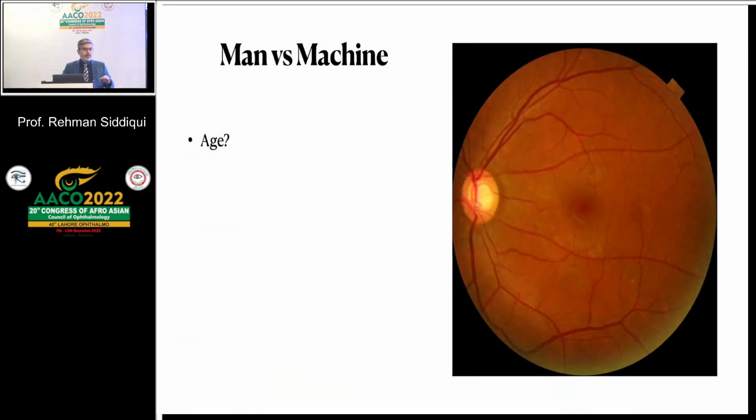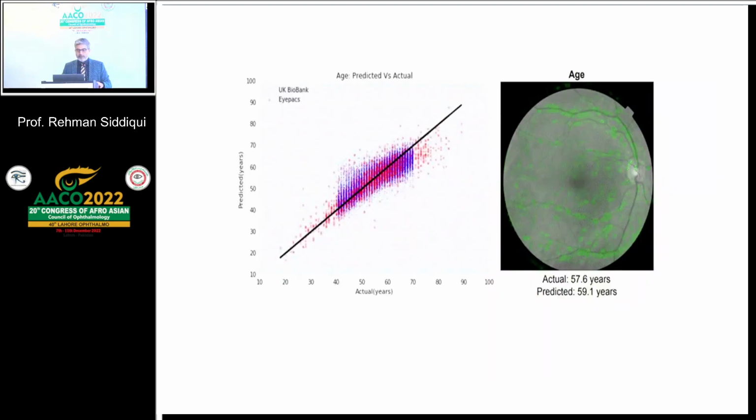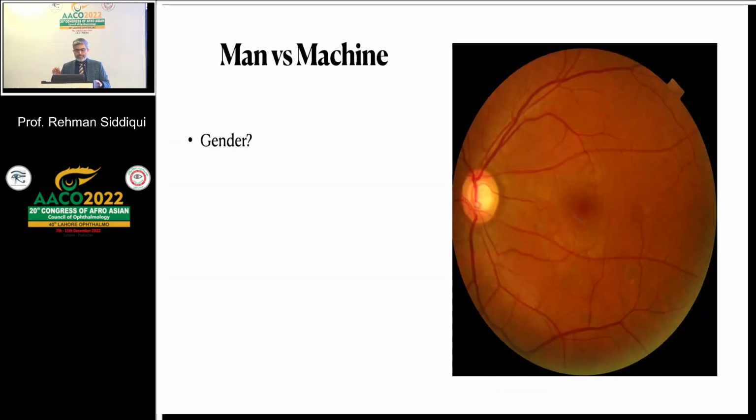How about telling age? We've been looking at images. Let's say if there are drusen, you can tell the patient is probably middle-aged, right? But what if there are no drusen? It's a normal fundus image. Okay, here it is. The deep learning has looked at the images and has predicted age. You can see that the actual age here is 57 and the predicted age is 59. So that's not bad. And you can see the graph, it's very, very close all along.